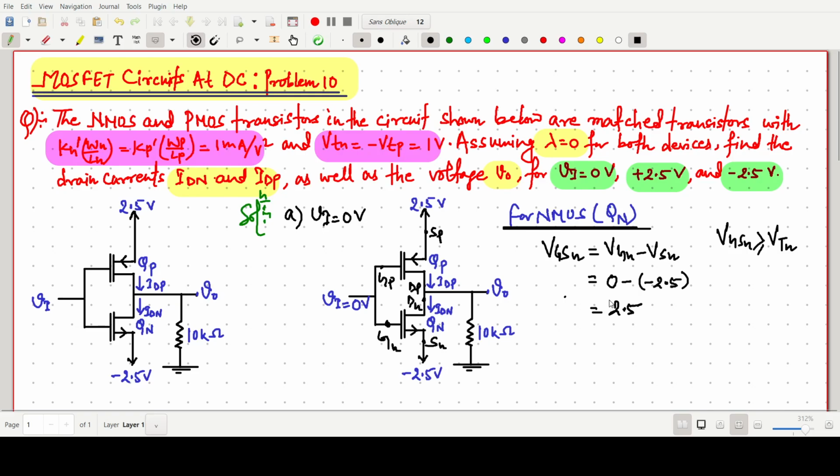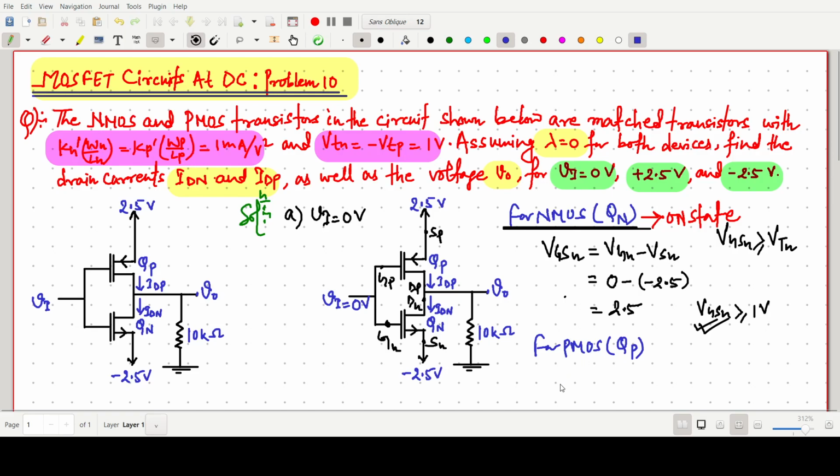So 2.5 volt. Here we have concluded that VGSN is greater than VTN, because VTN is 1 volt. So this one is always greater. So the NMOS is in the on state. I am writing here, this is in the on state.